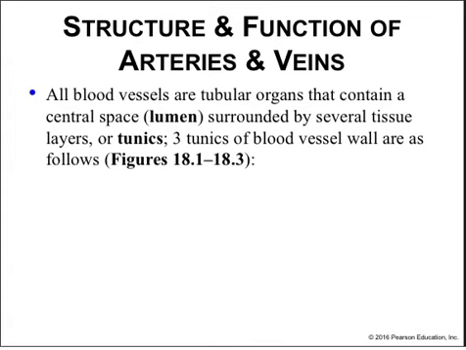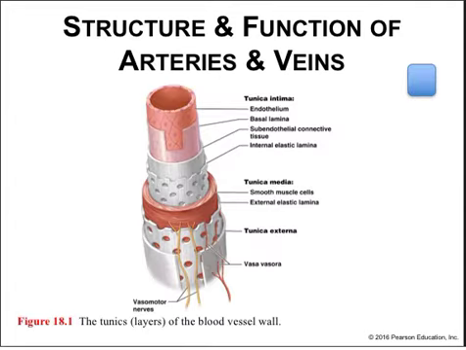All blood vessels are tubular organs that contain a lumen surrounded by several tissue layers called tunics. The three tunics of the blood vessel wall are the tunica intima, the media, and the externa. The tunica intima is composed of endothelium, continuous with the inner lining of the heart, known as the endocardium. The endothelial cells provide a smooth surface over which blood can flow with a minimum of friction and turbulence.